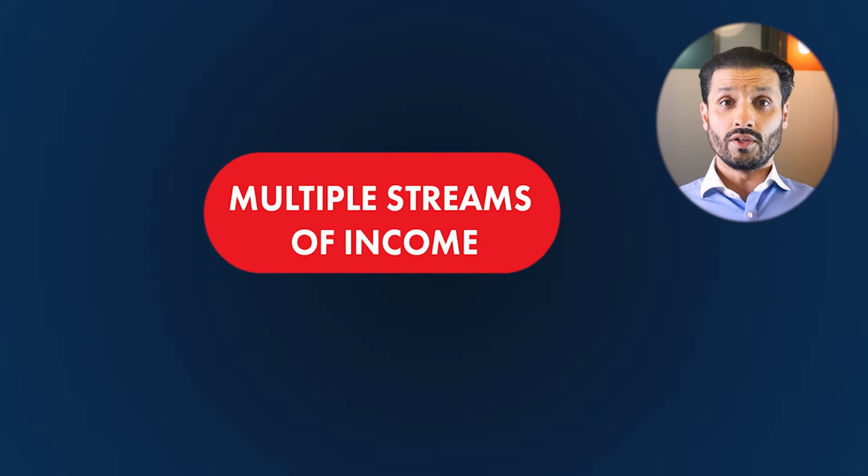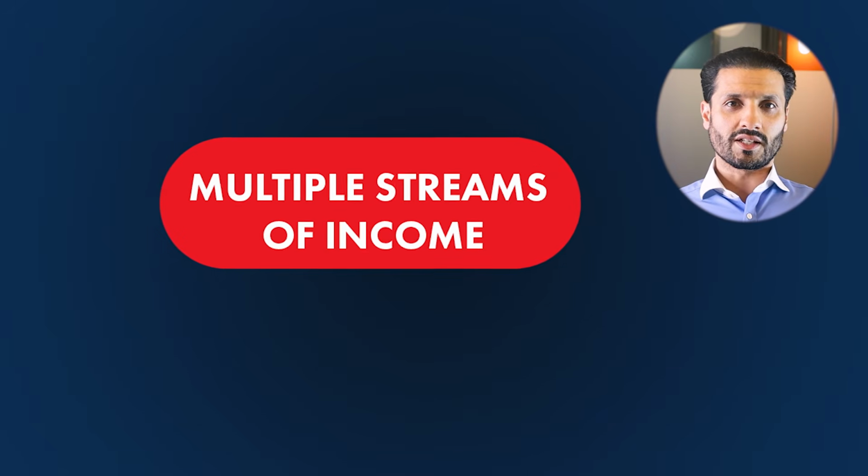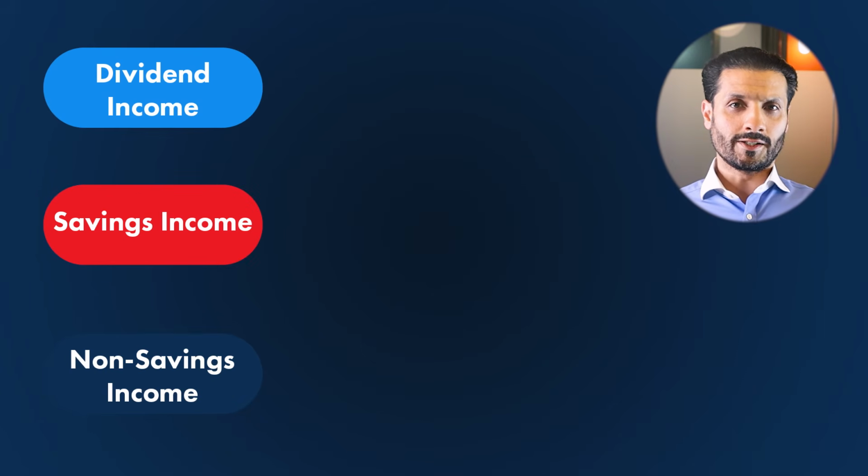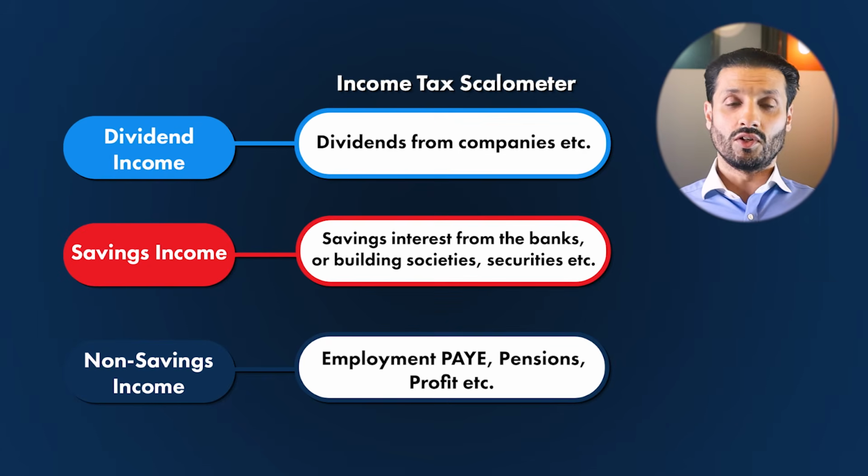The main takeaway for you with regards to multiple income streams and taxation is knowing what type of income gets taxed when and at what rate. Use the income tax scaleometer for non-savings, savings, and dividend income. And what's more, one of the things you can do to control your tax bill for the year is to control your total income where possible.